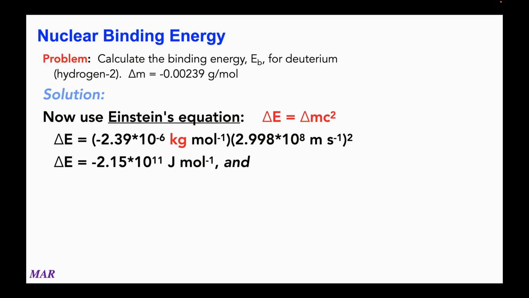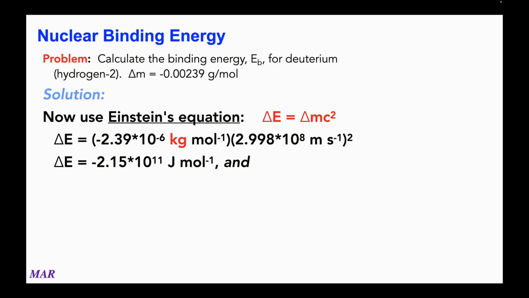So what we did in the last slide was minus 0.00239 grams per mole. We're going to turn grams per mole into kilograms per mole, and then we'll multiply that by the speed of light squared. So remember, use 2.998 times 10 to the 8th meters per second for the speed of light. We'll multiply by c squared. And when you do that, you get a delta E of minus 2.15 times 10 to the 11th joules per mole. Now, before we go any further, I want to talk about that number because it's pretty spectacular. First of all, it's negative, so it's exothermic. As you make deuterium, you get energy out. That's what the negative sign means.